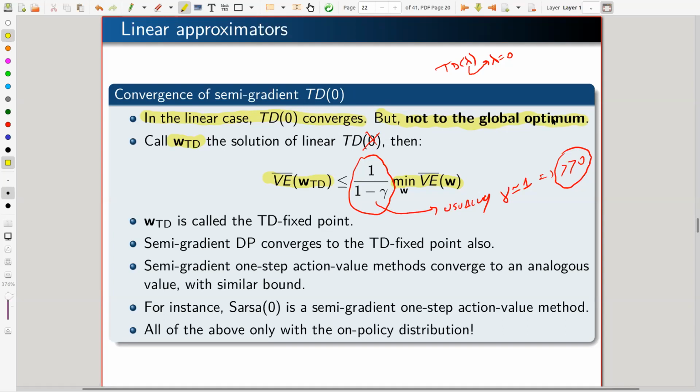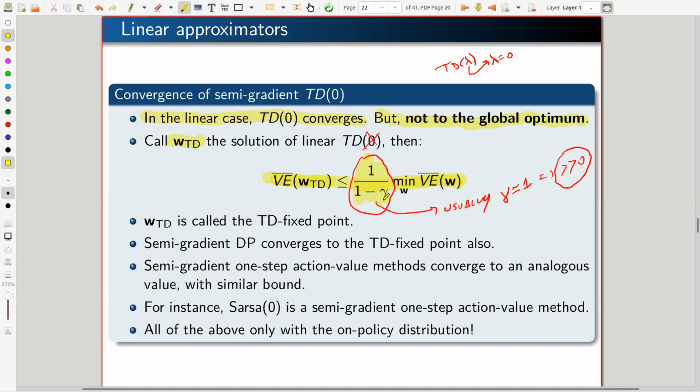So now we have the picture in mind, and you see that the solution is close to the global optimum, and actually not very close because of this huge bound, but we have found with this geometrical argument that it is solving problems because it is minimizing the projected Bellman error.